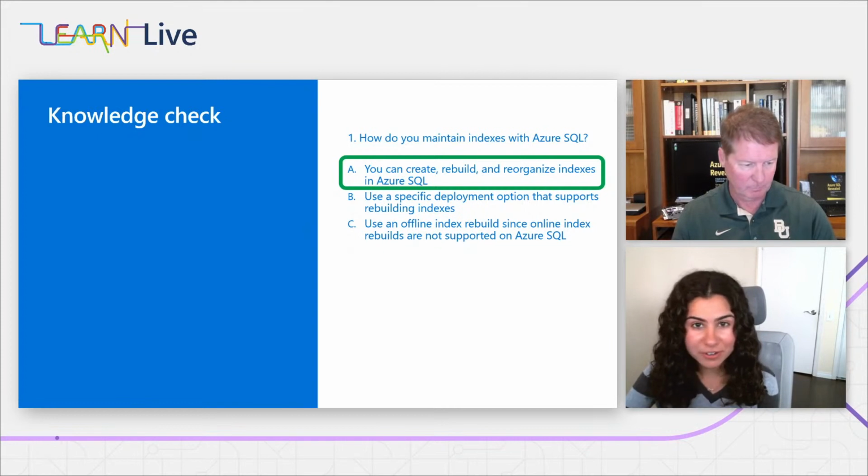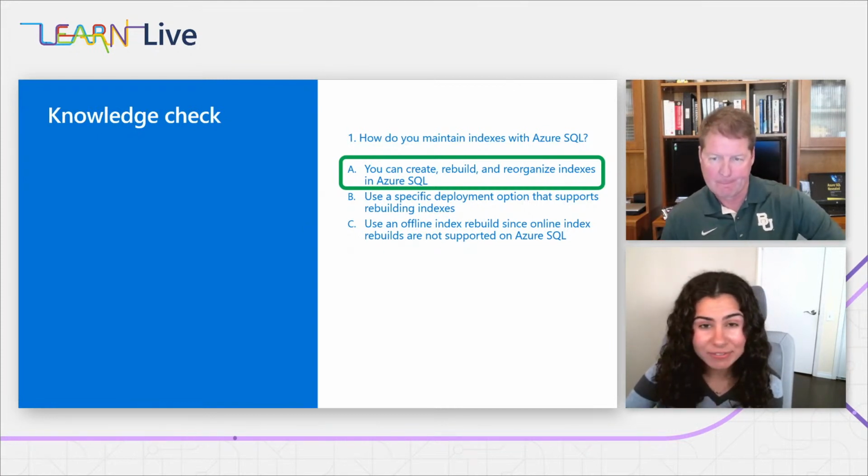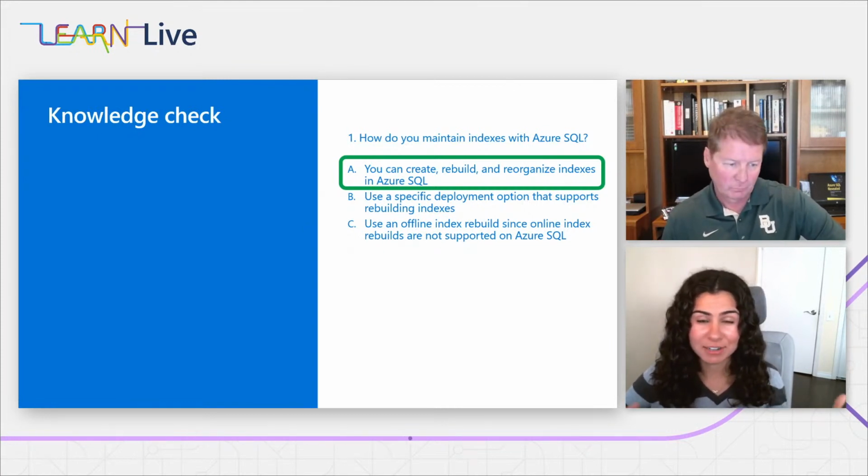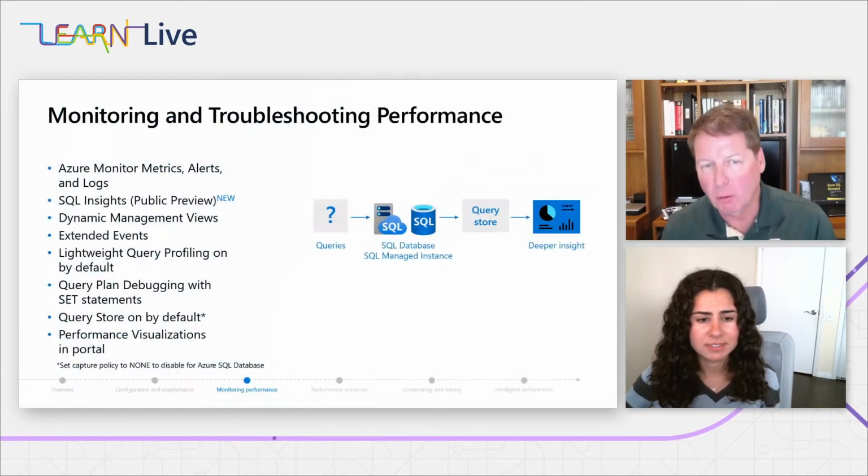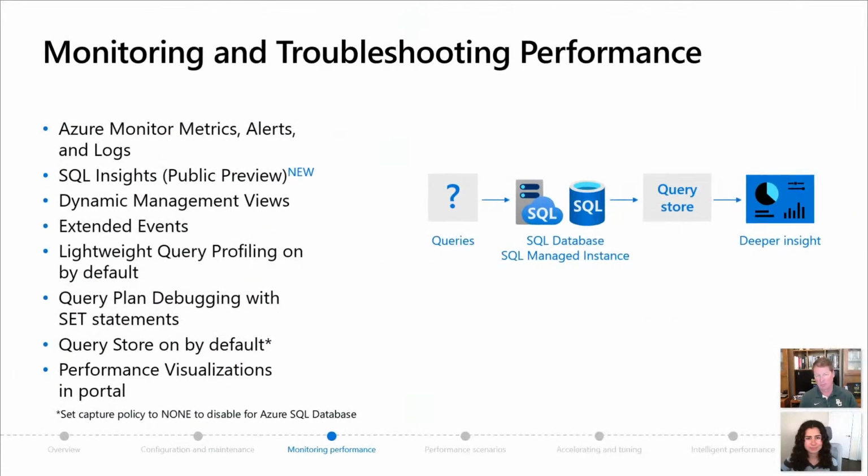Okay, so we've talked about the capabilities. We talked about configuring for performance. We talked about maintaining for performance. And I think the next really big topics, these are all really big topics like you mentioned, is really around, okay, how do I monitor what's going on with performance? And there's probably no bigger topic in this space than this right here. And that's monitoring performance specifically.